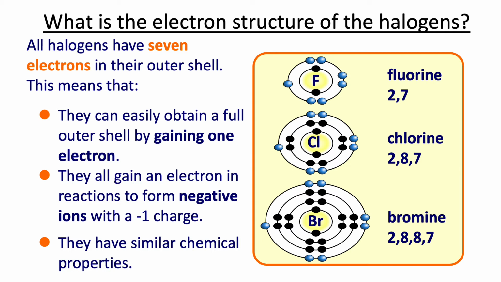As we've seen from the start of this video lesson, all halogens have 7 electrons on their outer shell. This means that they can easily get a full outer shell by gaining 1 electron. When they gain 1 electron, they form negative ions with a -1 charge. They all have very similar chemical properties.